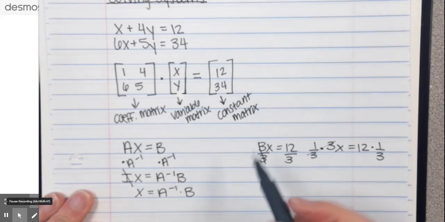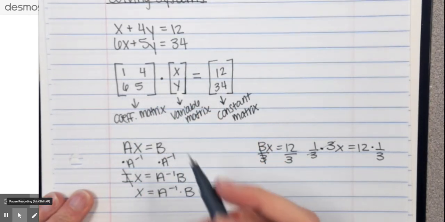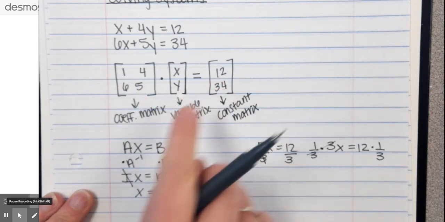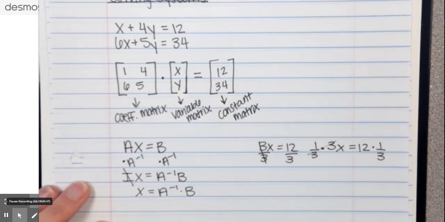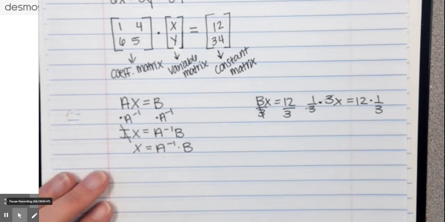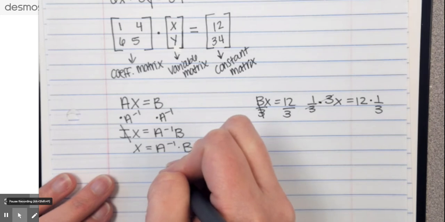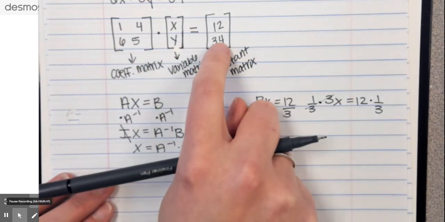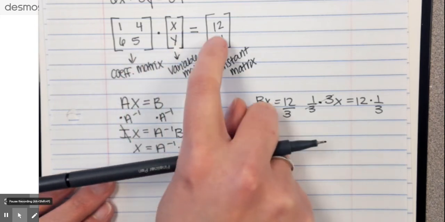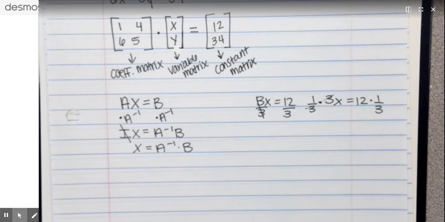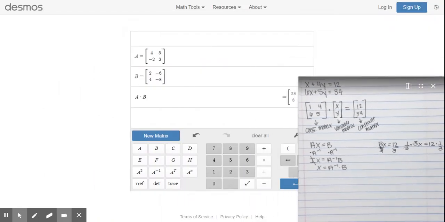So if we were going to solve this one this way, we would do the inverse of A times B, and that would give us X, okay? So we can do that. So in our calculators, we know that this is A and this is B, so we'll do the inverse of this times this, okay? So let me go back to my calculator here.